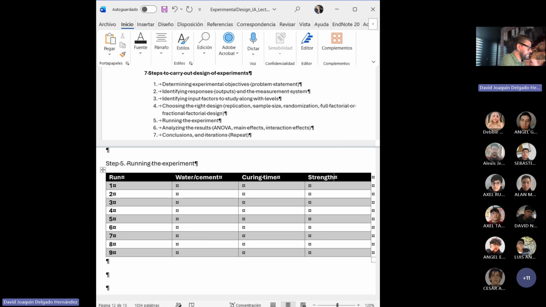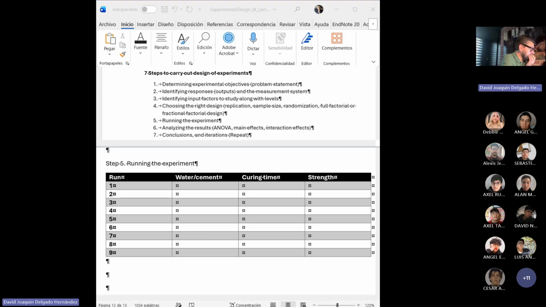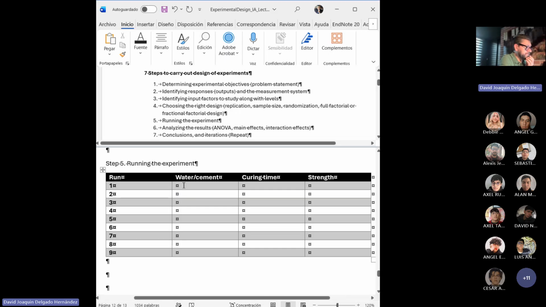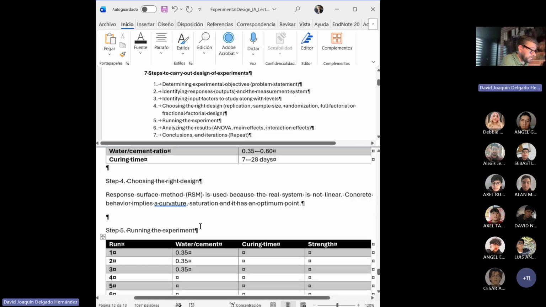The strength. Okay. So let us put the combinations. For the water, I am going to use 0.35 three times. That is the lower limit of my range.